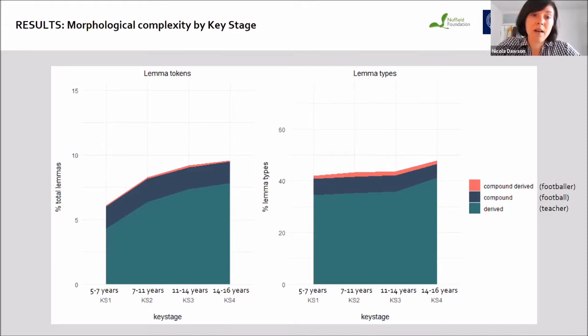So green shows the derived words, such as words like teacher. Blue shows compounds, so words like football. And pink shows words that were either derived compounds, so a word like footballer, or compounds in which one of the components was a derivation itself, so a word like anteater. And we can clearly see an increase in complex words by key stage, and this seems to be driven in particular by an increase in the proportion of derived words.